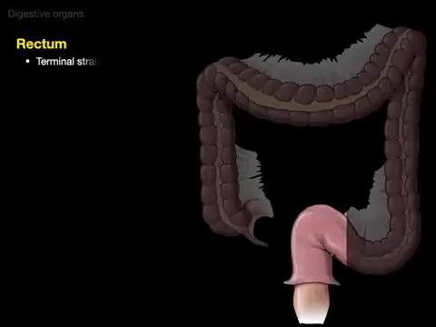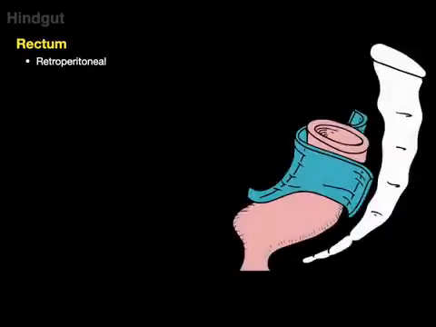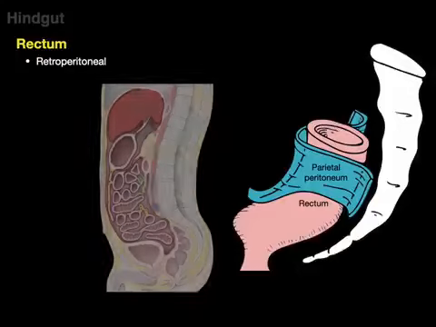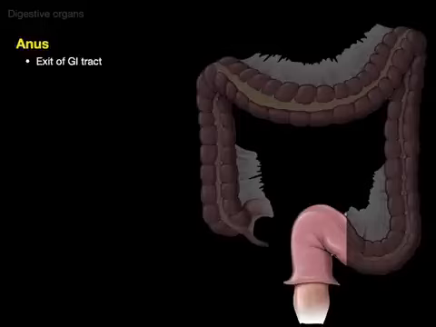And then finally, the rectum is the terminal straight portion of the GI tract. Rectum or rectus means straight, like rectus abdominis or erector spinae. The rectum is a retroperitoneal organ. So here on my one little illustration, there's the rectum and there's parietal peritoneum. And notice that the rectum is behind it, like that.